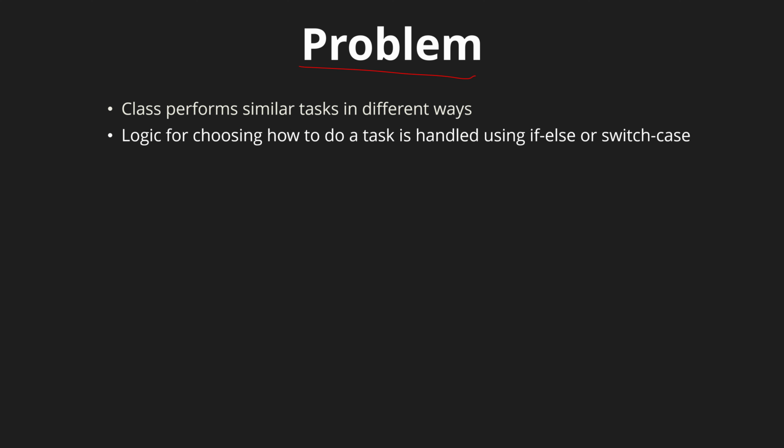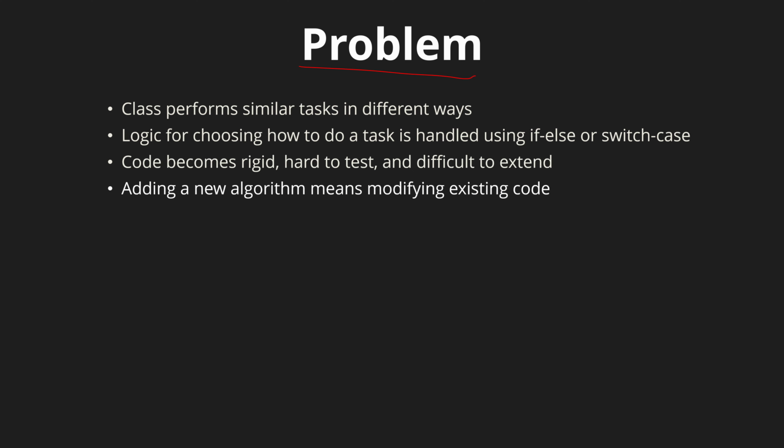Logic for choosing how to do a task is handled using if and else, or you can use switch and case for handling the particular logic. Code in this way becomes very rigid, hard to test, and very difficult to extend. Adding any new algorithm means modifying the existing code. So if you are modifying the existing code here, you are breaking the open close principle. So the open close principle is broken here.